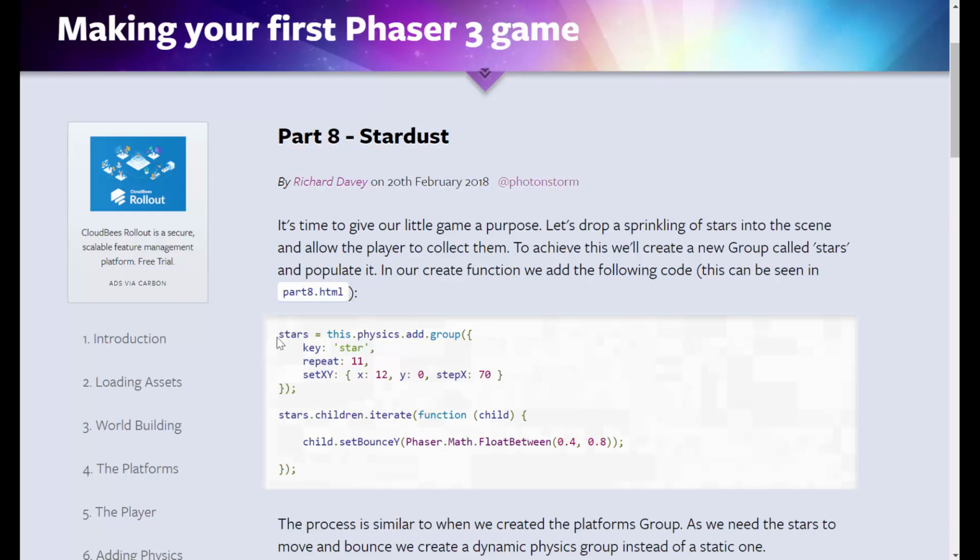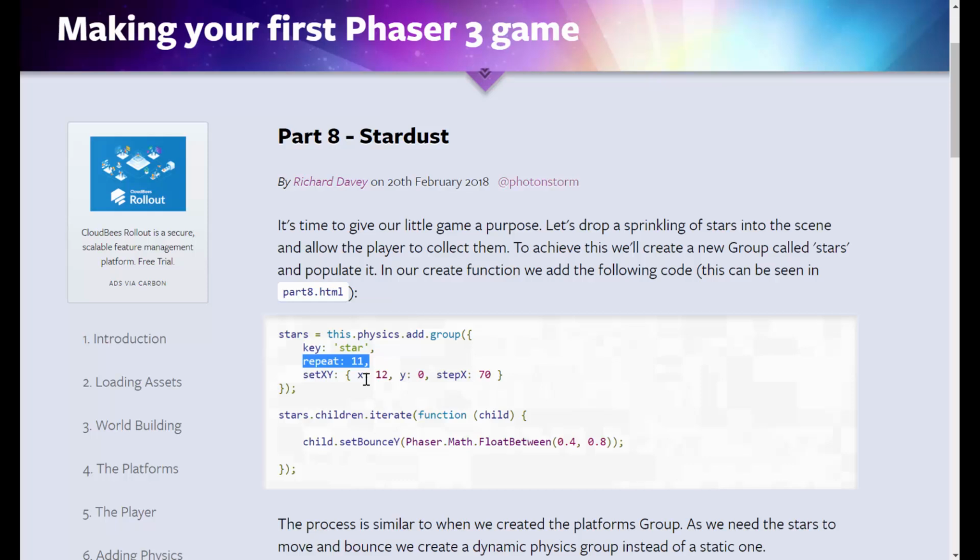Okay, I'm going to do part 8. This is going to make our game very interesting. All right, we're going to add a physics group. We're going to add a group of stars. Okay, so now this is a physics add group. And what we're going to do is make a variety of stars, and we're going to use a loop for this. So we're going to do 11 different stars.